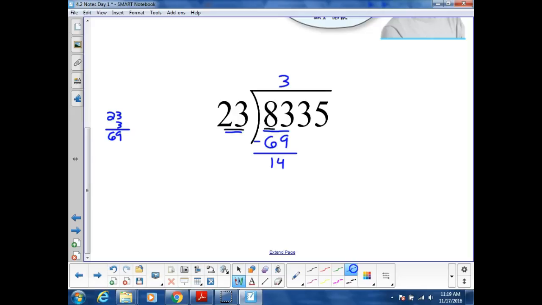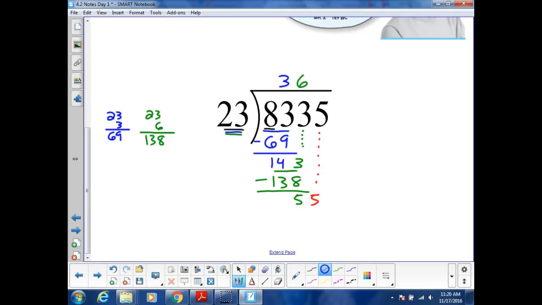Then what? Drop the next 3, like it's hot. So now I've got the number 143. Now I'm looking at 23 going into 143. We get 6. So then I do 23 times 6. 8, carry the 1, 138. Subtract. 5. What am I dropping like it's hot? The 5. So we get 55, then what? 2.